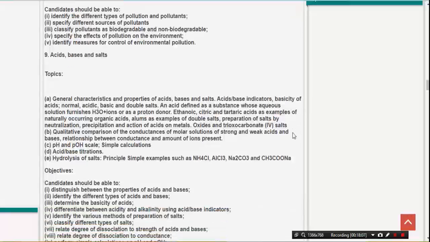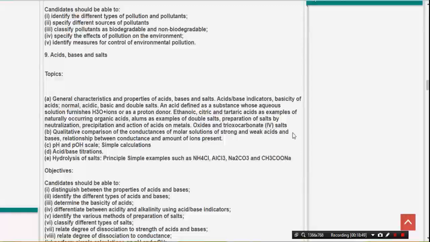Topics: general characteristics and properties of acid, base, and salt. Acid and base indicators. Basicity of acid: normal, acidic, basic, and double salt. An acid defined as a substance whose aqueous solution furnishes H3O+ ions, or as a proton donor. Ethanoic, citric, and tartaric acid as examples of naturally occurring organic acid. Alums as example of double salt.